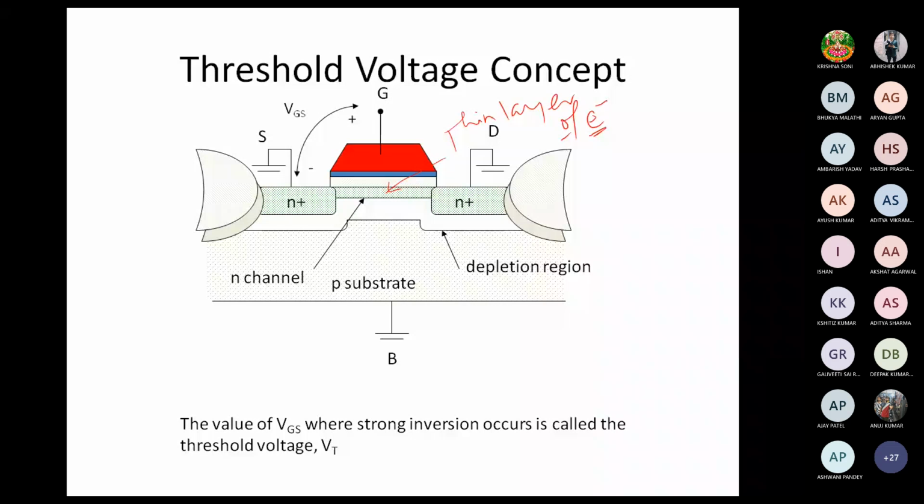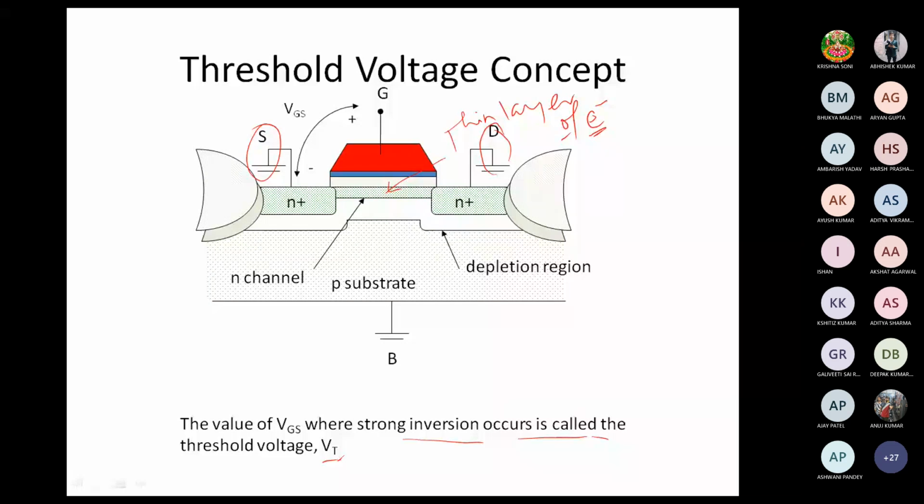And now, in this situation, we can see that drain and source are both grounded. So we will see no current flow between drain and source, because drain and source are at the same potential. The value of VGS where strong inversion occurs is called the threshold voltage VT.